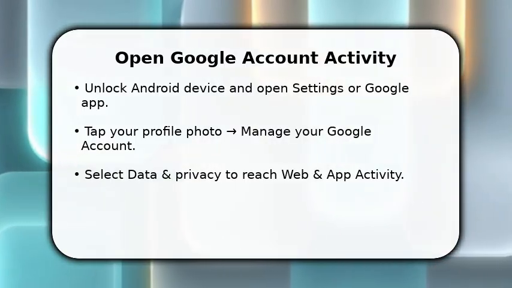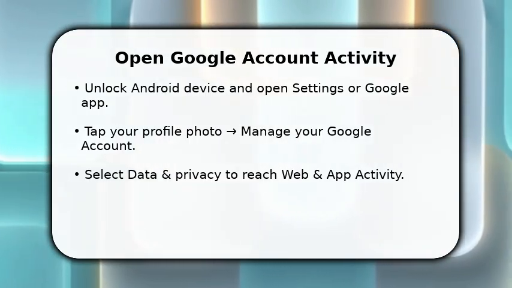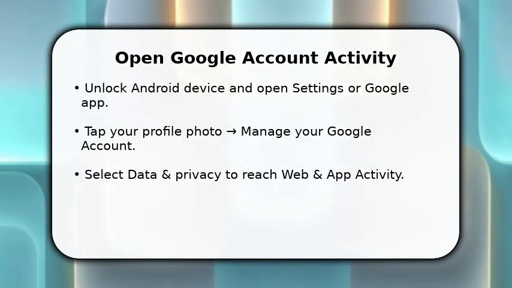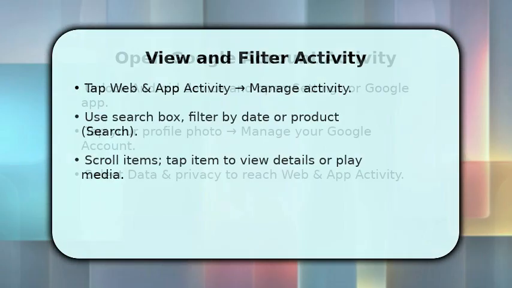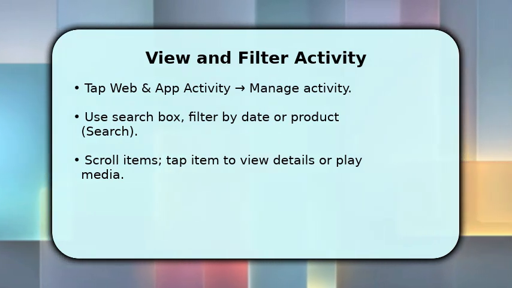Make sure you're signed into the correct account. If you use multiple accounts, switch to the one you want to inspect before proceeding. That avoids confusion later. Once done, tap Web and App Activity and choose Manage Activity to load your search history.